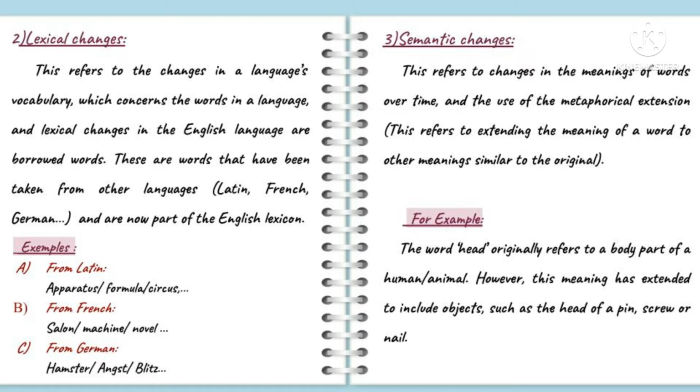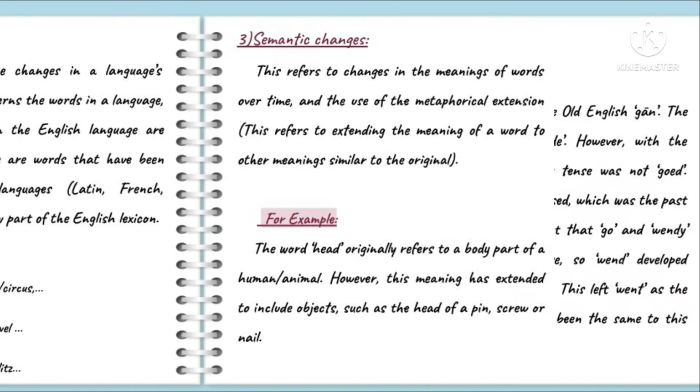Then we have semantic changes. This refers to changes in the meaning of words over time and the use of metaphorical extension. This refers to extending the meaning of a word to other meanings similar to the original. For example, the word head originally refers to a body part of a human or an animal. However, this meaning has extended to include objects such as the head of a pin, screw, or nail.